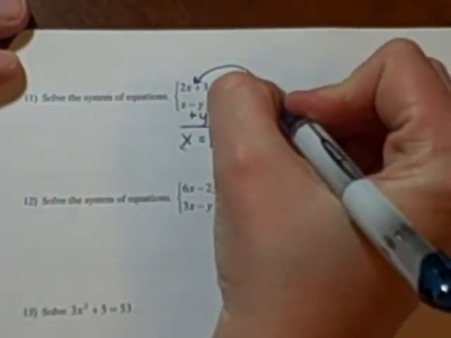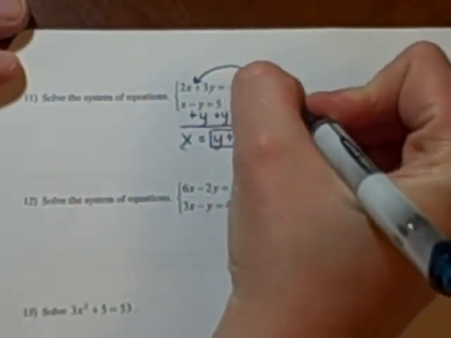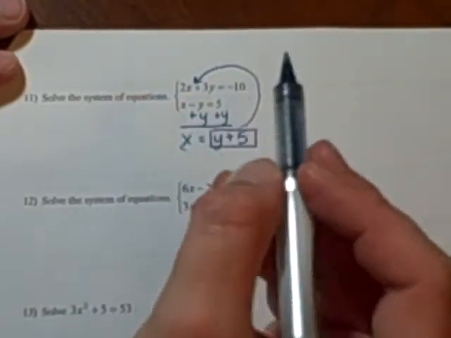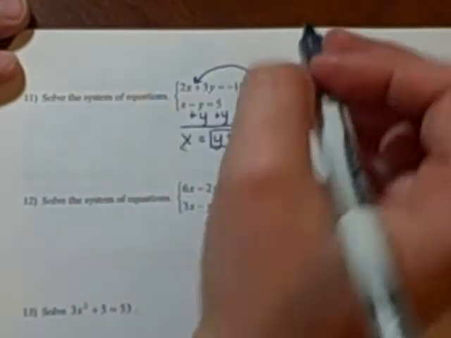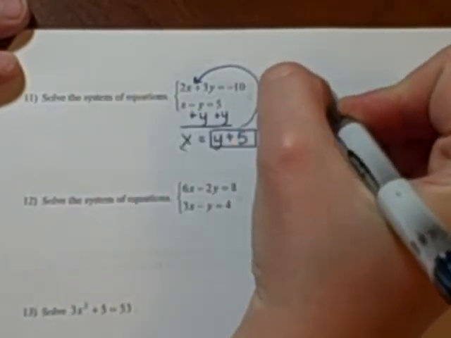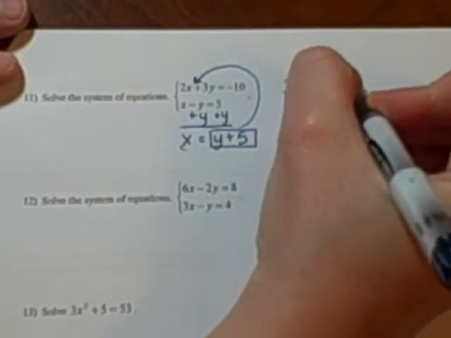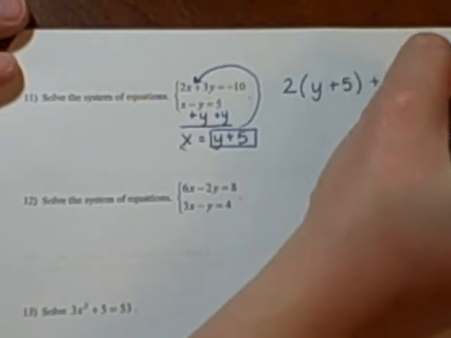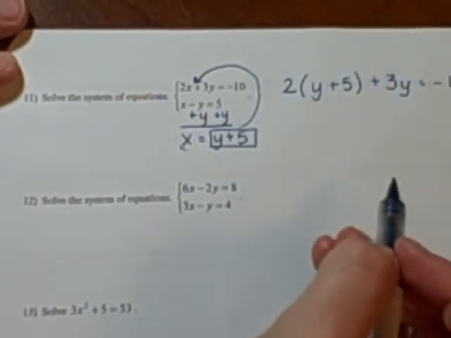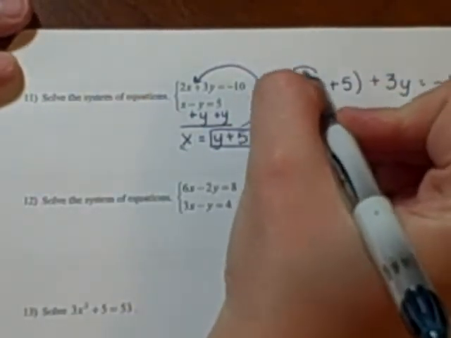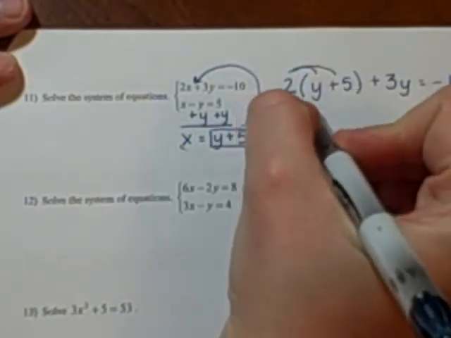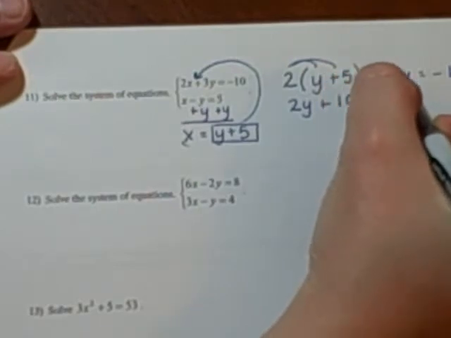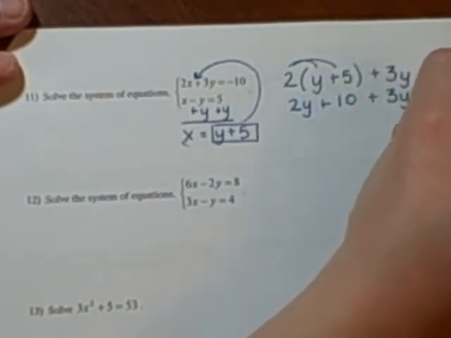So I'm going to take this top equation now and rewrite it. The equation right now says 2x plus 3y equals negative 10. I'm going to write it exactly like that, but instead of the x, I'm going to write 2 times (y plus 5) plus 3y equals negative 10. Okay, and then distribute this 2. So that would give me 2y plus 10 plus 3y equals negative 10.